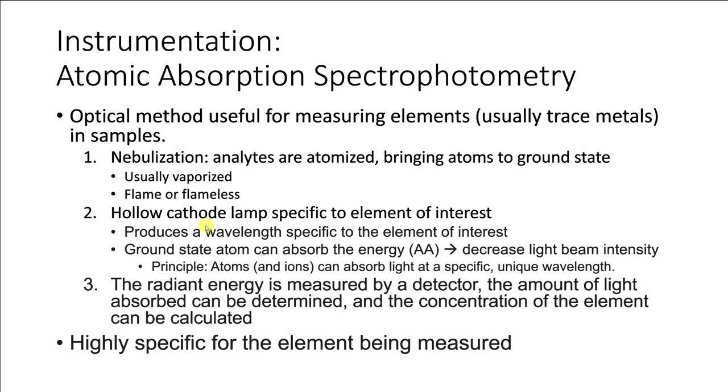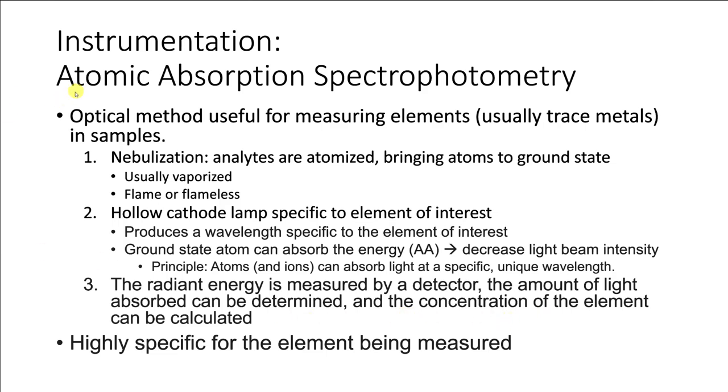So when we produce a wavelength that is specific to that element that we want, the element will then absorb the energy, which will decrease the light beam intensity. Basically, the idea is that atoms and ions can absorb light at a specific unique wavelength. The radiant energy is measured by a detector. The amount of light absorbed can be determined, and once we determine that, we can calculate the concentration.